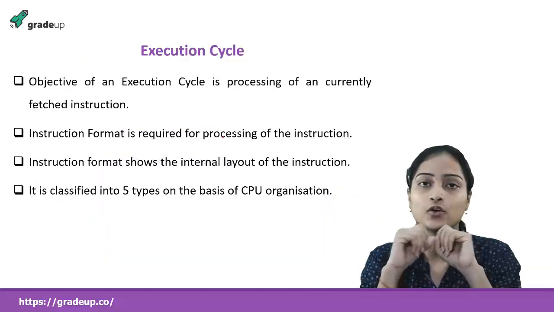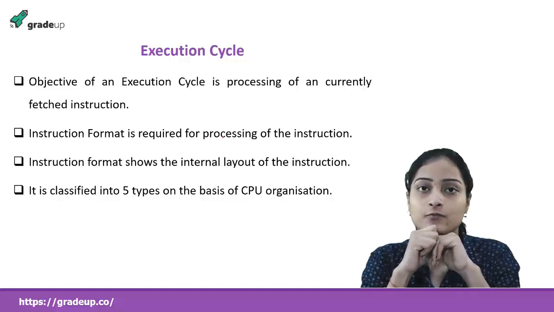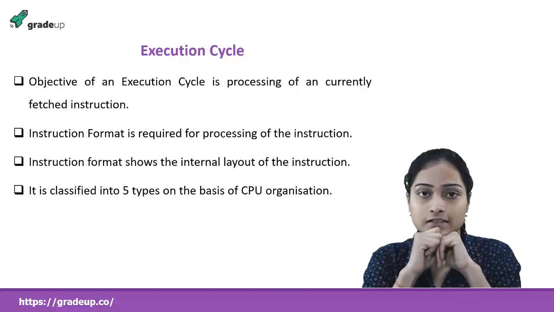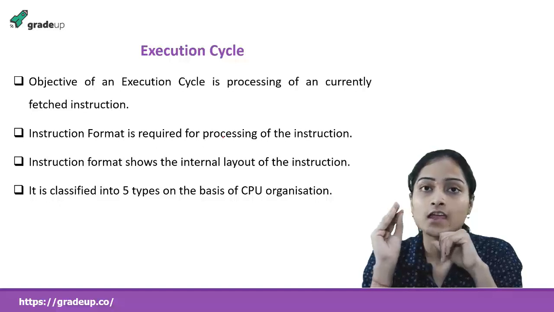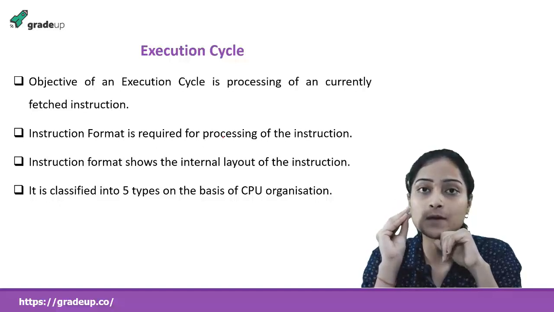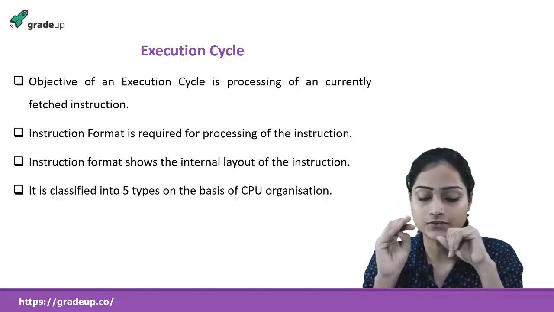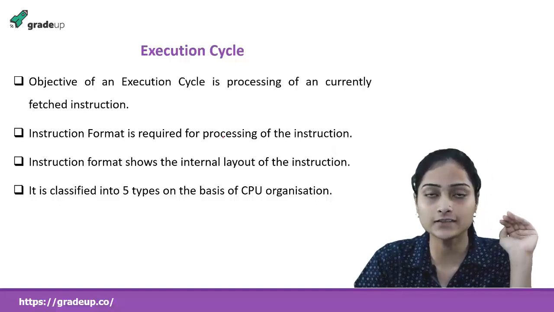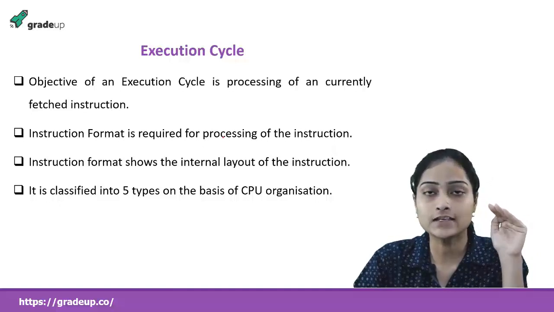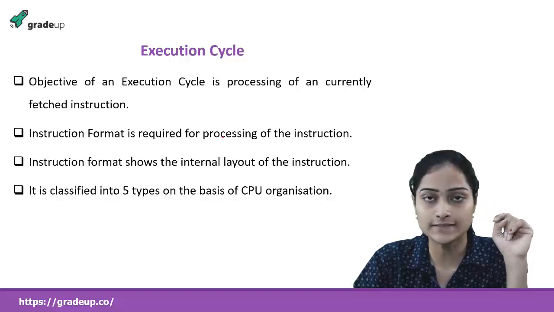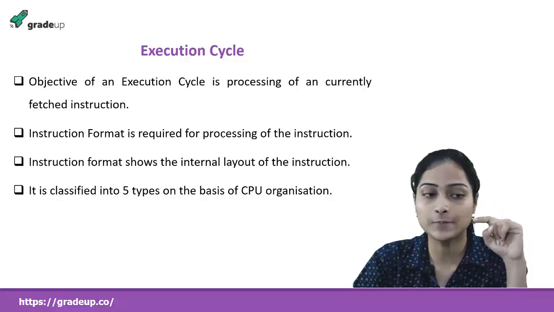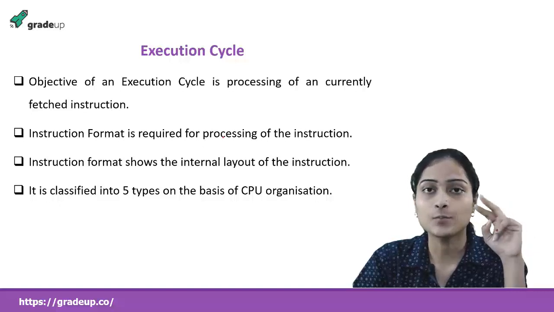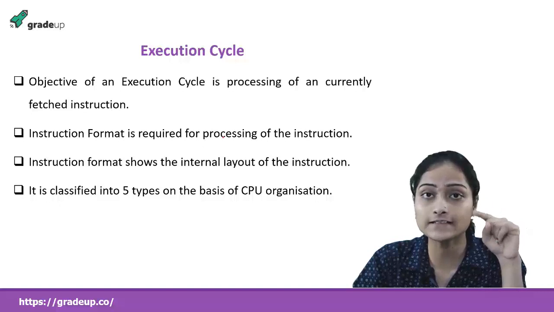First of all, I told you we need execution cycle for completing the execution of my instruction. Then the main purpose of the execution cycle is processing of a currently fetched instruction. See, for instruction cycle, the purpose was execution of instruction. And for that execution, first of all, I need to fetch the instruction, then I will execute that particular fetched instruction. So purpose of execution cycle is to execute the currently fetched instruction.